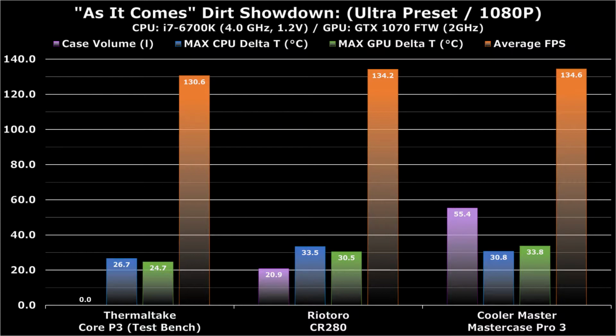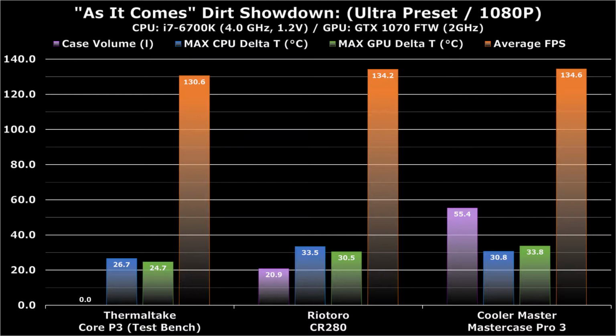So if you pay attention to the bottom right, you can see that the Cooler Master Mastercase Pro 3, its CPU cooler result in blue, 30.8 degrees, is lower than its GPU result, which is 33.8 degrees. And looking to the left then, you can see that it's the other way round for the other tests. You can see the Thermaltake Core P3 has a hotter CPU than GPU, and the Riotoro CR280 has a hotter CPU than GPU. Discount the Riotoro CR280, it has completely different setups, completely different style of case, but just take into account mainly the Thermaltake Core P3.